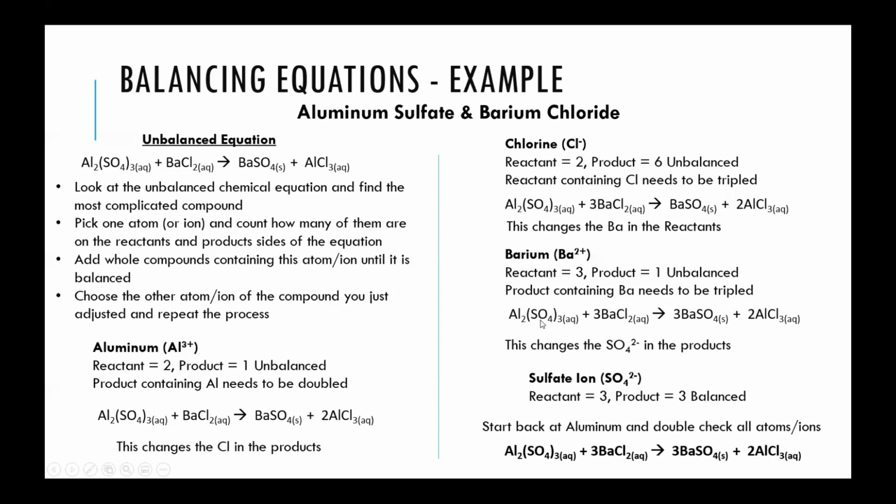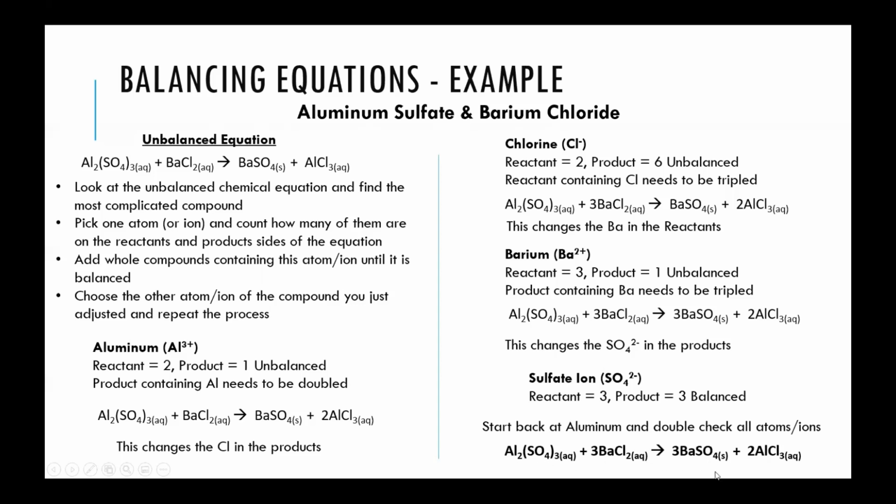You can do either by ion or by element. If you want to do it by element, there are 3 sulfates, each containing 1 sulfur, so 3 sulfur atoms on the reactants, and 3 sulfur atoms on the product, and then 12 oxygens, 4 times 3 on the reactants, and 12 oxygens on the products. All of the different atoms are balanced for this equation.